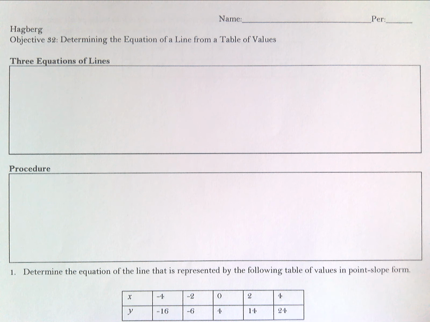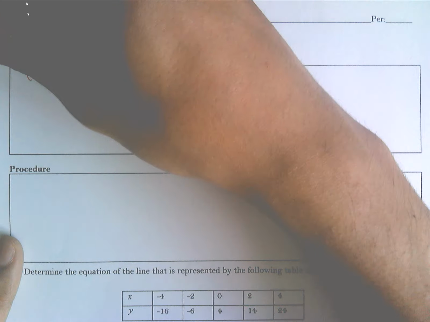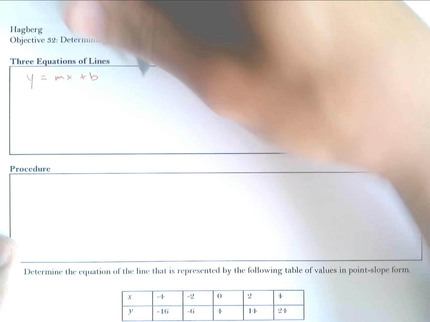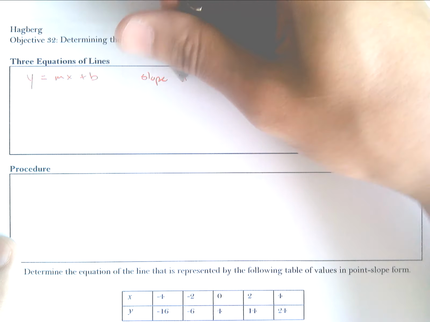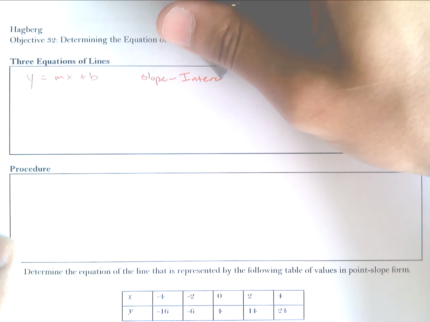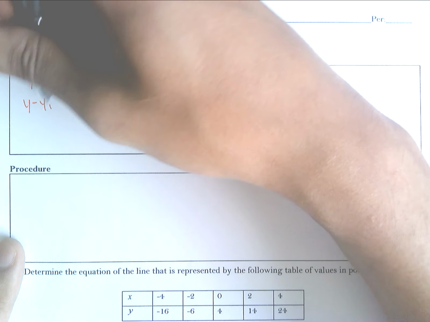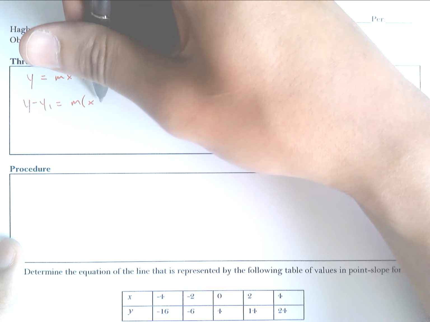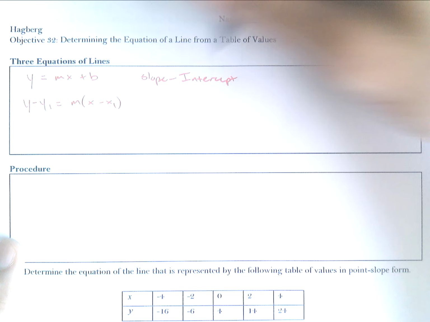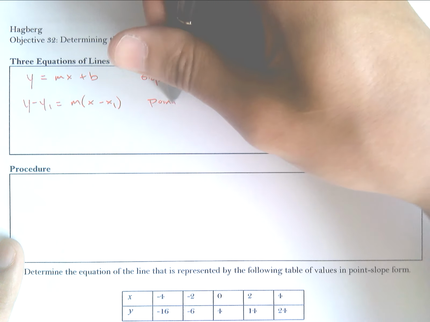All right, here we go with objective 32, determining the equation of a line from a table of values. So thus far we've talked about different forms for equations for linear equations. The first one that we talked about was y = mx + b. That is slope-intercept form. Another form that we talked about was y - y1 = m(x - x1). And if you recall, that one is point slope form.